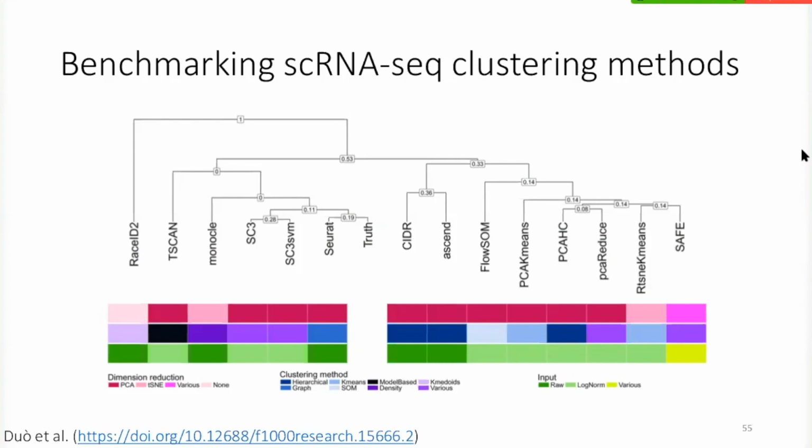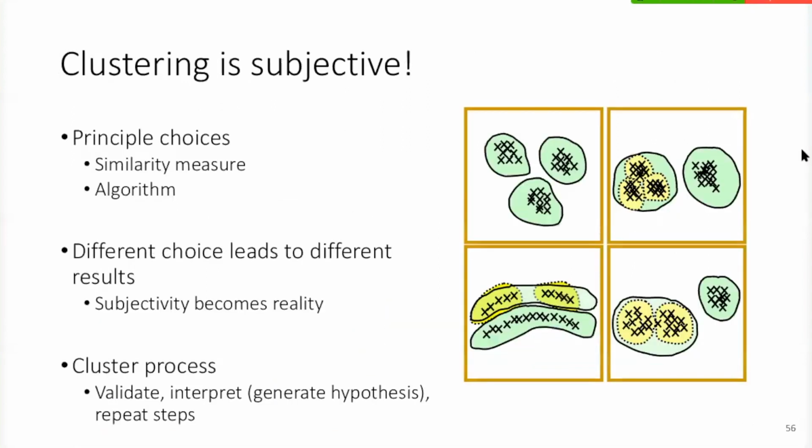And what type of input data they work on. Is it the raw or the log normalized data or something else? And it seems that the majority work with the log normalized data. Some can handle raw data as well. So these are the things to think about if you're choosing which method should I use.